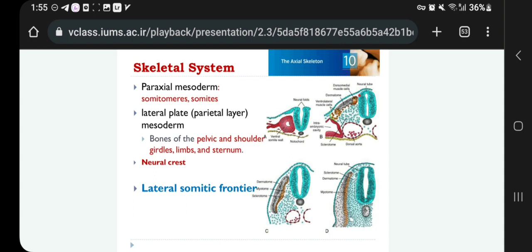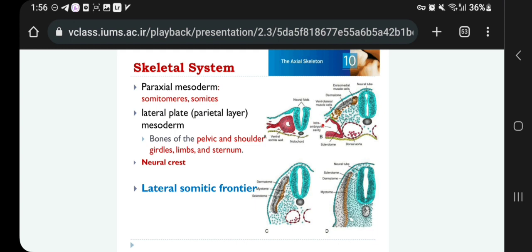Some of the cells go around the axis, meaning the neural tube and notochord, and make a vertebra. Some of the cells stay here and don't migrate to the lateral plate and make the bone part of the ribs. And some of the sclerotome cells migrate to the lateral plate mesoderm, pass the border, the lateral somitic frontier, and make the costal cartilage.